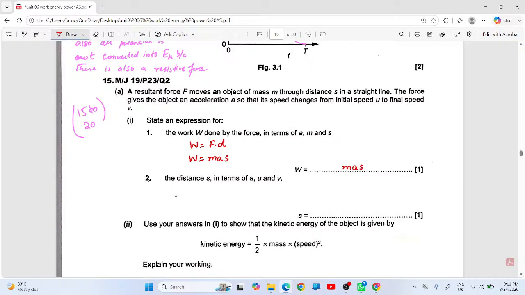Now the distance s in terms of a, u, and v, how can you find out the distance? s is equal to ut plus half at squared. Or v squared minus u squared equals 2as. We use this one. 2as equals v squared minus u squared. Now s equals v squared minus u squared divided by 2a. So (v squared minus u squared) over 2a equals s.